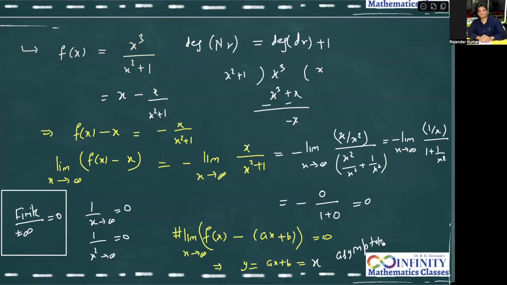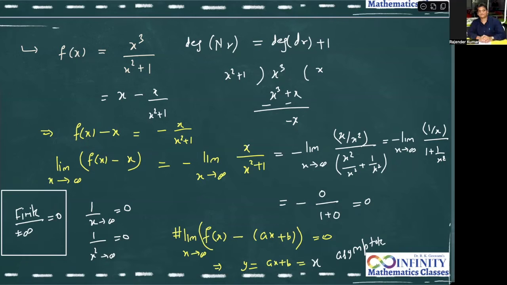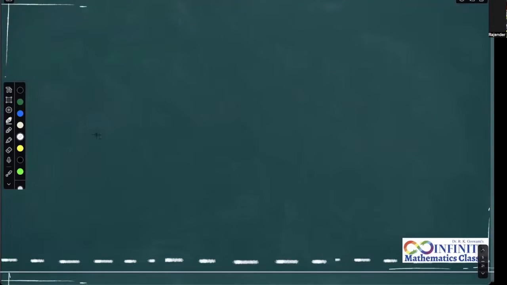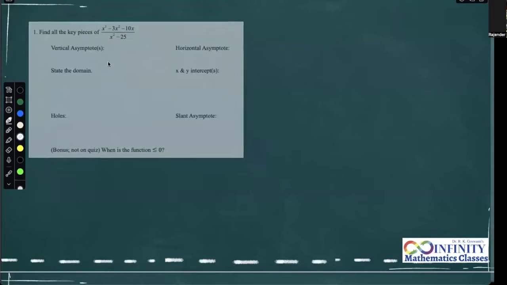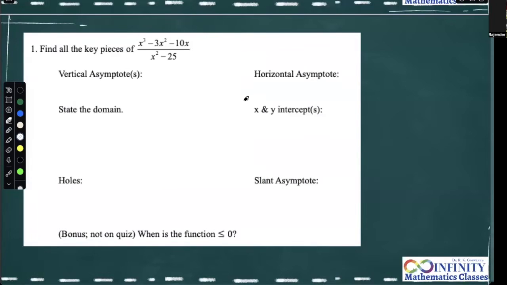So now let us just focus on the questions given to you. Okay, let me just download the PDF first, and then I'll get those questions. Give me a second. So let me just paste the question here. The first question is, read the question carefully. Find all key pieces of this one. They are looking for vertical asymptote, horizontal asymptote, and whatever is left. By default, I will be representing it by f(x).